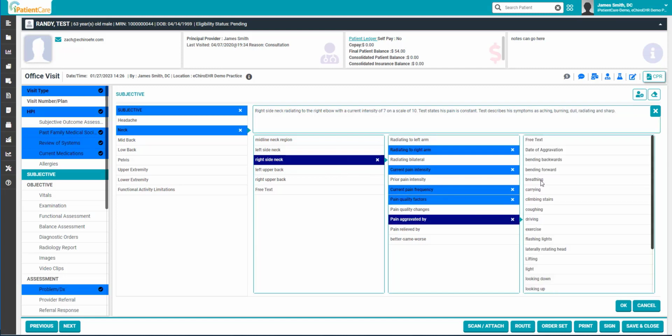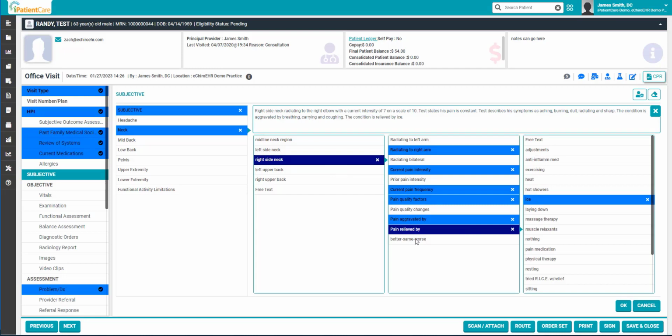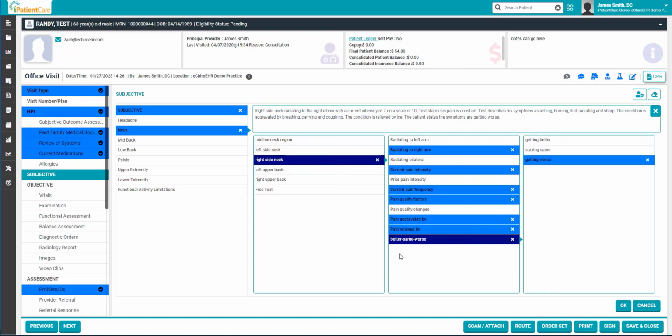And the pain is aggravated by breathing and carrying and coughing, and it is relieved by ice, and it is getting worse. And so that documents the historical elements that are needed to properly document that particular chief complaint. Then we can move on to the next chief complaint.